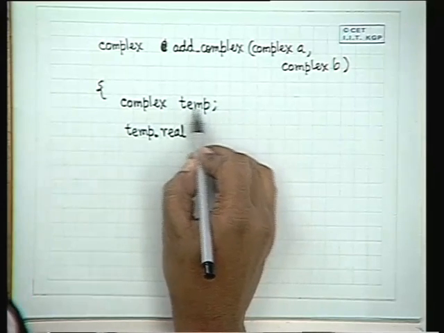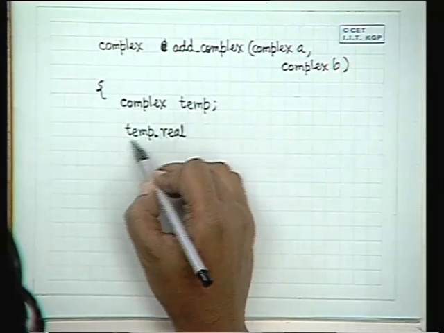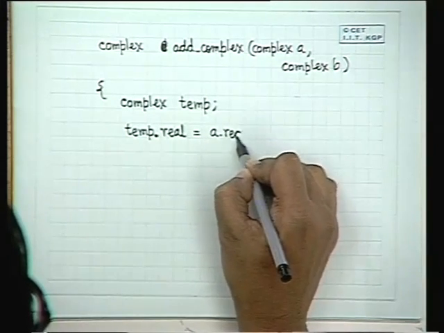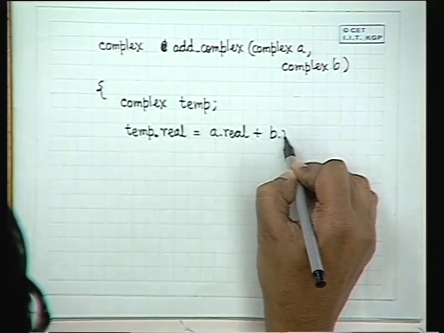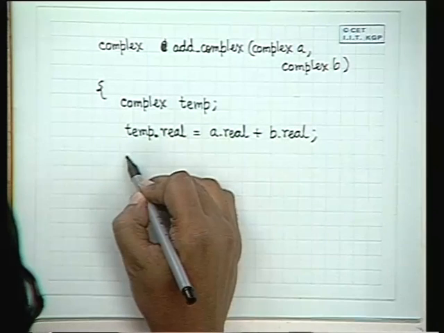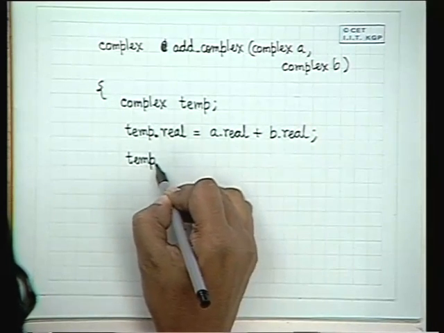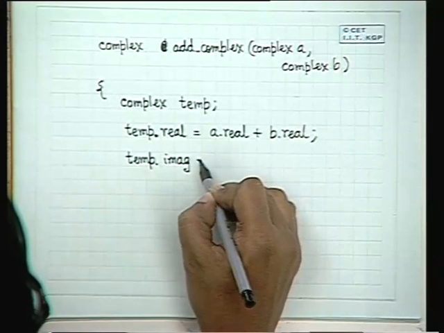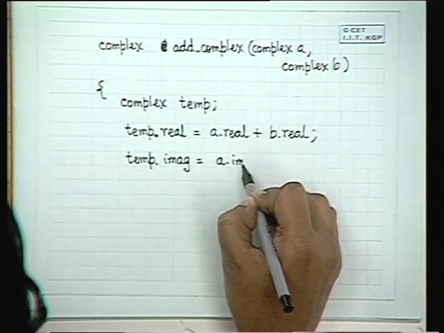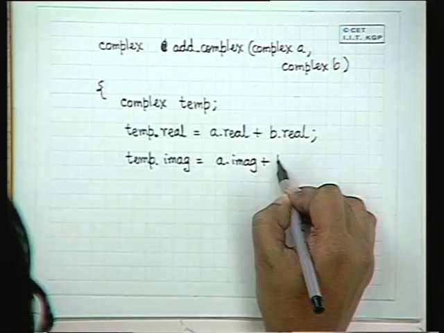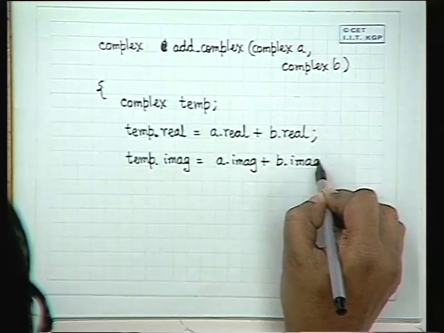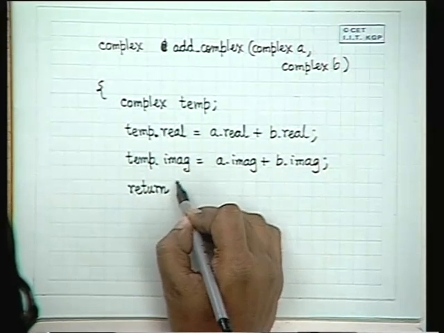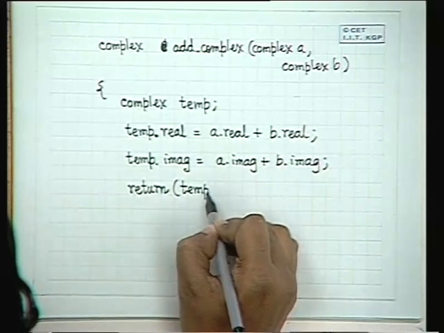For a structure, this is the structure name, isn't it? For a structure name, you use this: temp dot real is equal to A dot real plus B dot real; temp dot imaginary is equal to A dot imaginary plus B dot imaginary, and return temp.